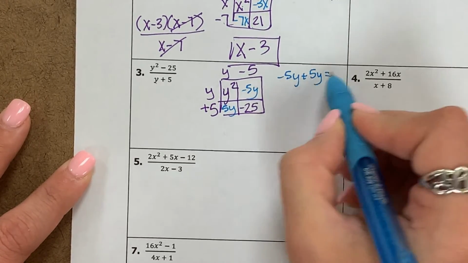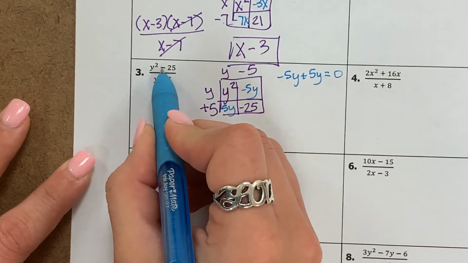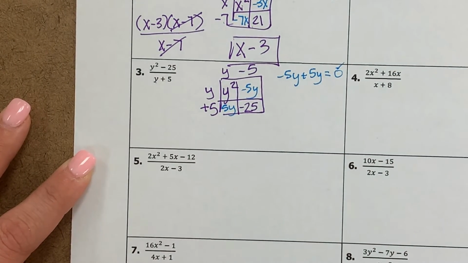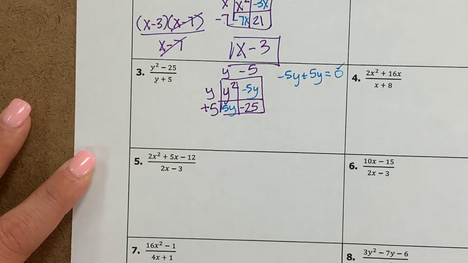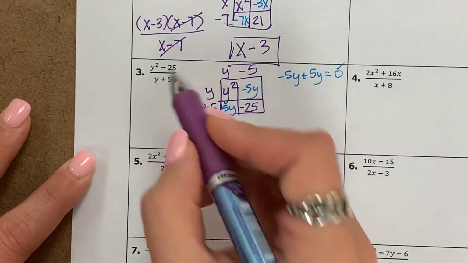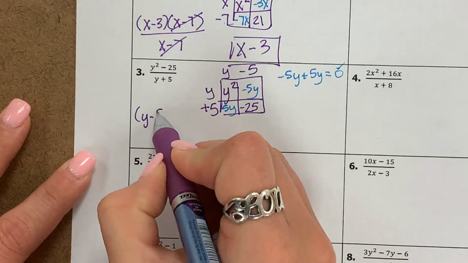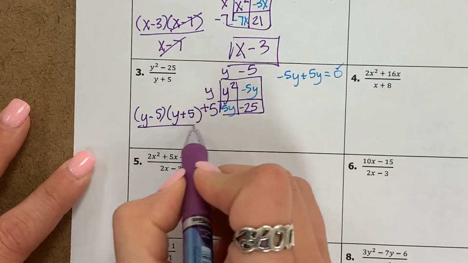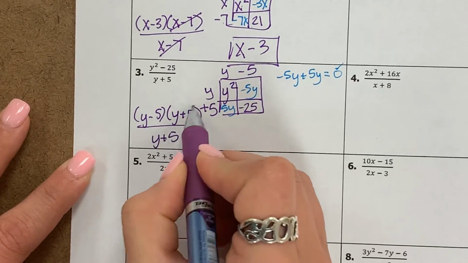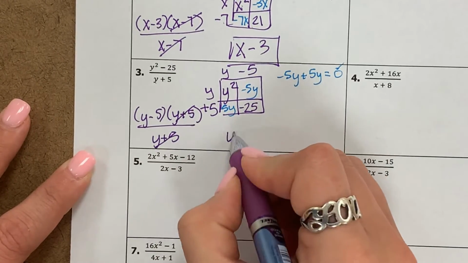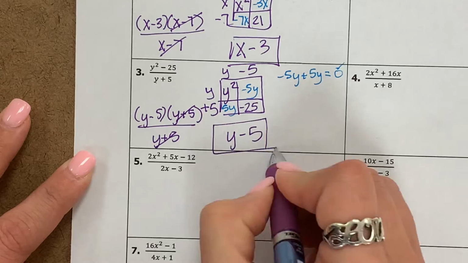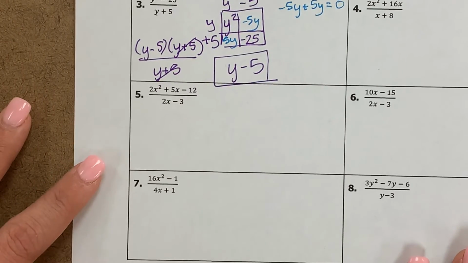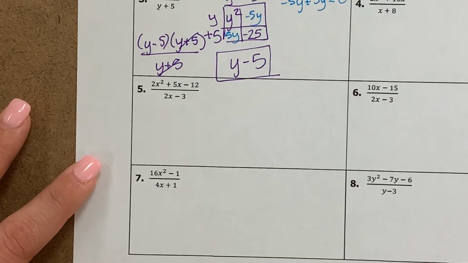Look what they do to each other. They cancel and equal 0. We have no middle term, so this checks out. So now we can rewrite. So now we have y minus 5 and y plus 5 divided by y plus 5. The two y plus 5's cancel, and we're left with y minus 5. Our next one.